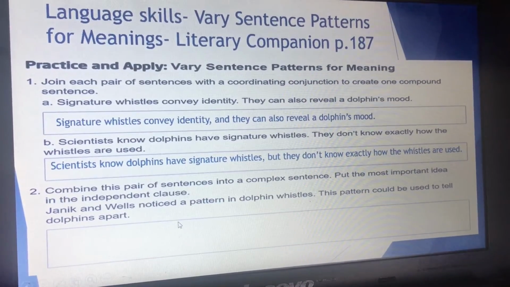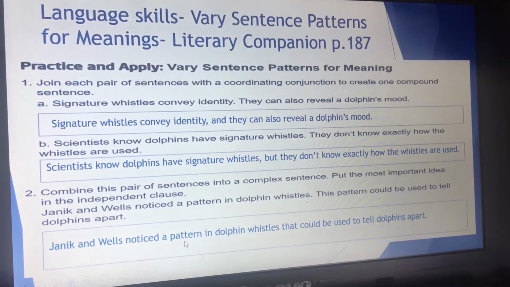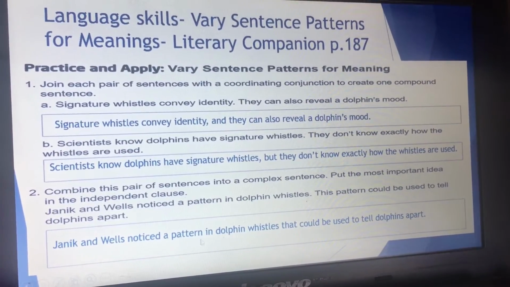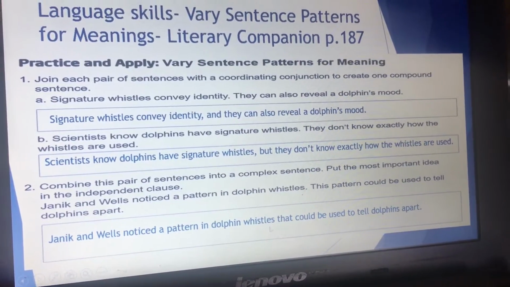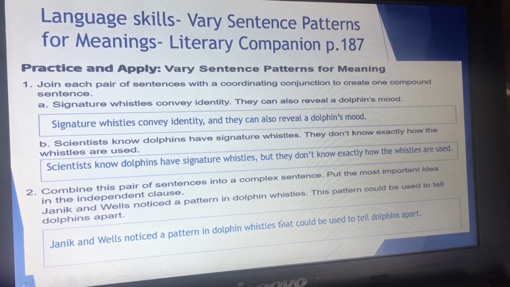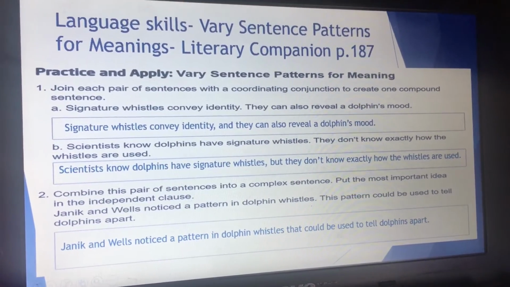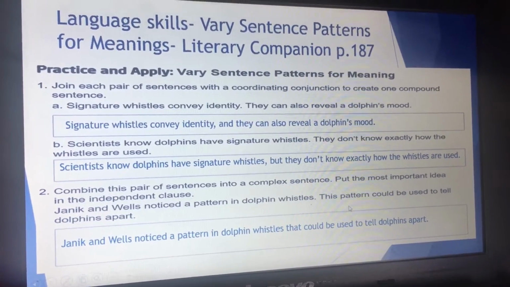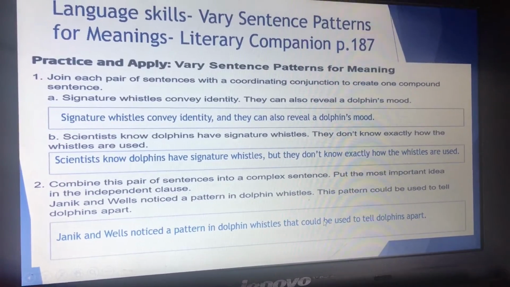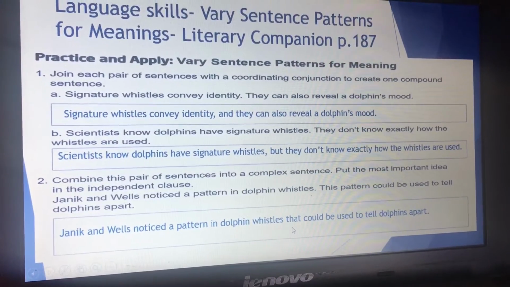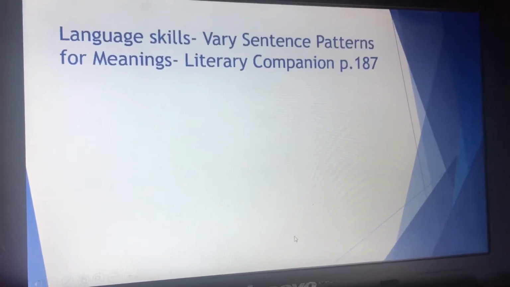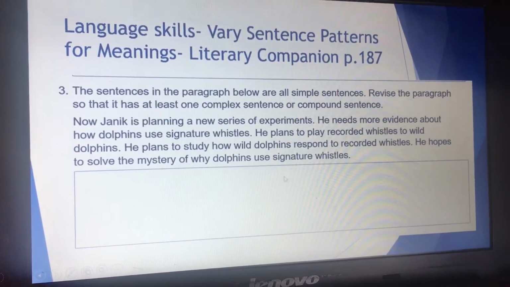Now, if you notice over here, Janik and Wells notice a pattern in dolphins' whistles. This is the independent clause, the most important idea, and we have used this conjunction, which is that. Could be used to tell dolphins apart. That refers to the pattern. Now, we have used that. You can use any other conjunction if it works. It's totally fine. We are still on the same page.